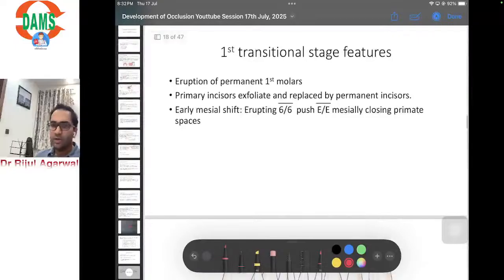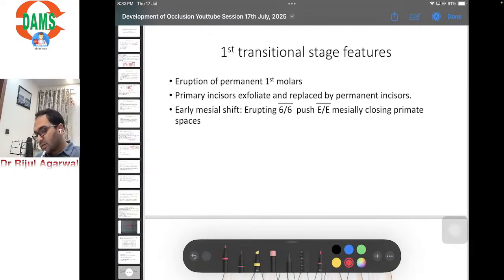In the first transitional stage, there is eruption of permanent first molars, the primary incisors exfoliate and are replaced by permanent incisors, and there is early mesial shift. As I told you, wait and understand what early mesial shift is. The erupting permanent first molars push on the lower second molars mesially to close the primate space. Remember, I told you the lower primate space is utilized for the early mesial shift.